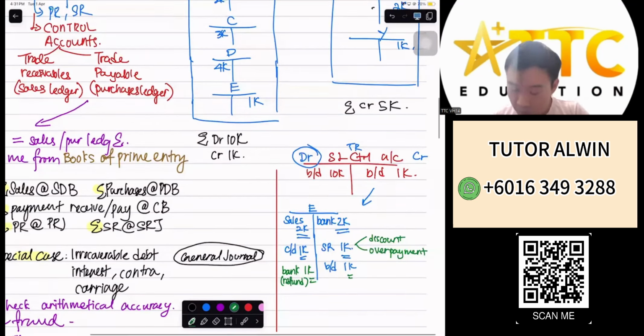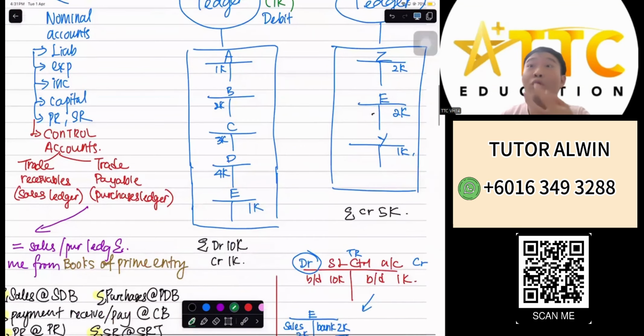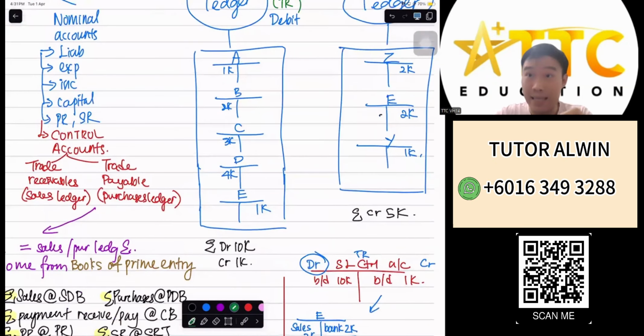Same goes for our purchase ledger control account. For the purchase ledger, for one of the suppliers, we return things to them, or we overpay them, or they forgot to give us a discount, so last minute they give us a discount. Same goes for the trade payables side.